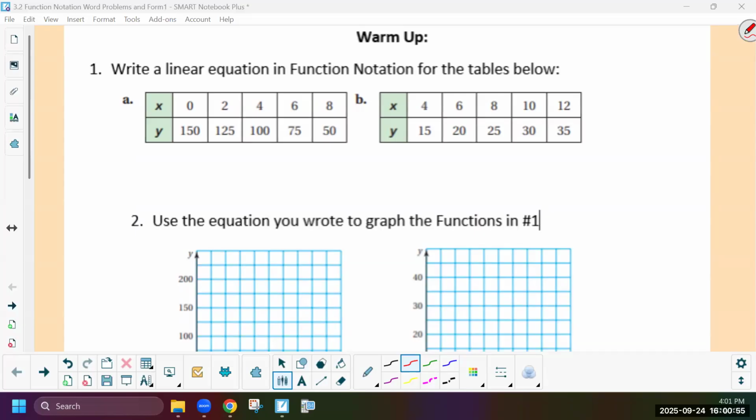So before we start our formative today, I do want to do a brief review so that way you feel comfortable for the formative. I know this is a topic that I wasn't here for, so I want to make sure that we're good. So if you pause the video, you can take a few minutes to try the problems that you see on the warm-up.